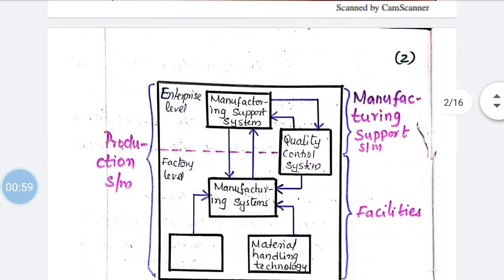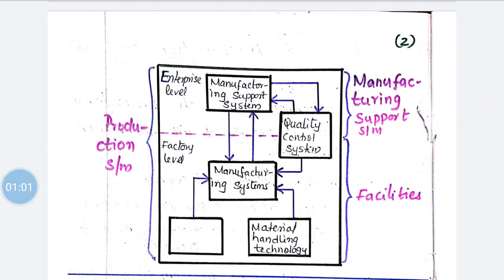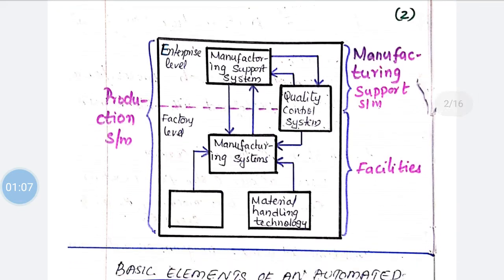Usually this type of system is used in the manufacturing industry because they have large processes that are to be controlled. And this figure shows the enterprise level, factory level, and this is the production system of manufacturing supporting system block diagram. Manufacturing industrial process inde oru block diagram aanu.